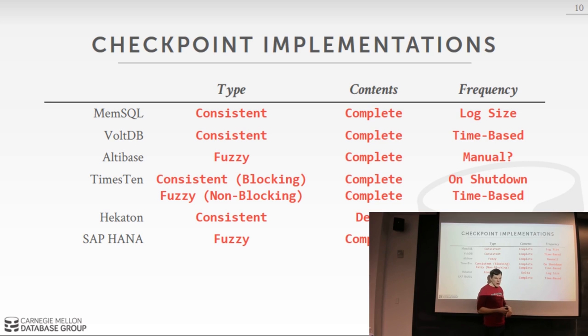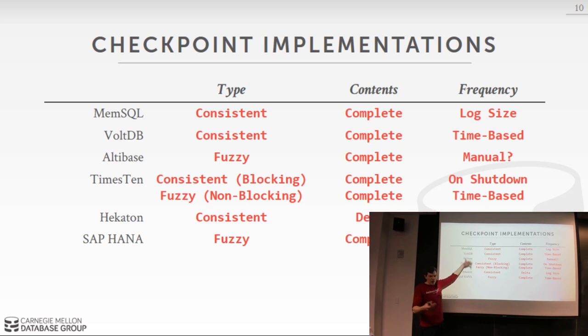HANA calls it save point. Other systems call it checkpoint, right? Basically, you're telling it, take a checkpoint now. So the AltaBase manual describes how to do this as a DBA, but then there's nothing that says how to tune it to do it every so often. So I don't know. Presumably, since they've been around for 20, 30 years, they would have something that's automated.